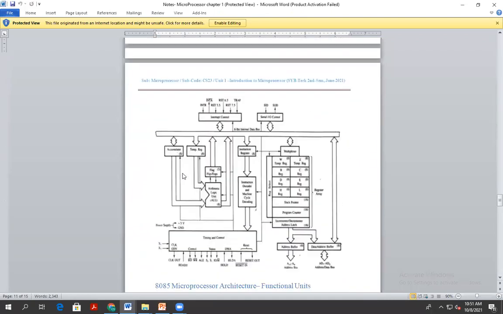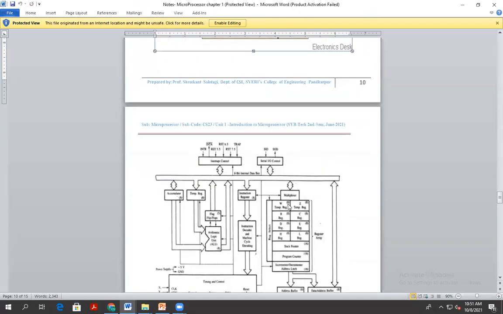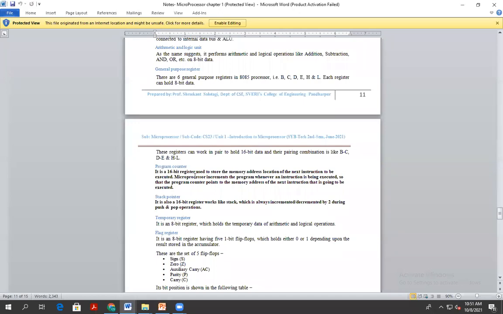program counter, PC. Where is PC? Here. Okay, this is the PC and stack pointer. PC is a 16-bit register used to store the memory address location of the next instruction. The program counter can hold the address of the next instruction to be executed. The microprocessor increments the program counter whenever an instruction is being executed. So the program counter points to the memory address of the next instruction that is going to be executed.